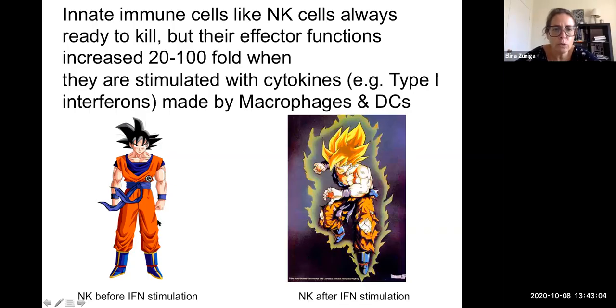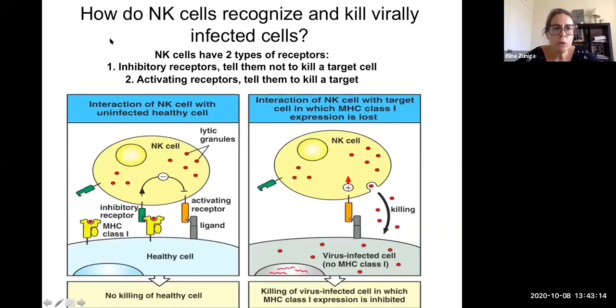So this here would be a natural killer cell that is ready to kill before interferon, but this is after they receive interferon. They are much more efficient at killing. And so how do NK cells recognize a cell that is infected so they know that they can kill that cell, right? We don't want NK cells to be killing any cell in our body, right? Because that would be unnecessary damage. And so they have two types of receptors.